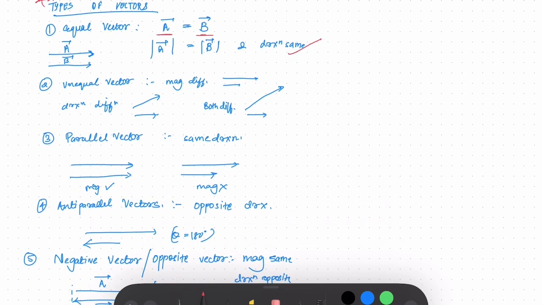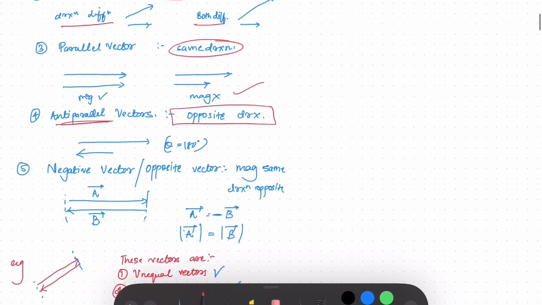That's so simple, like even the word says itself, either they have different magnitudes, or different directions, or both are different. Magnitude different means one is bigger and the other is smaller in length. Or they point in different directions, and both different can even be possible, so multiple possibilities can be there. Then parallel vectors are the ones that have the same direction as seen in the diagram. Then anti-parallel vectors have exactly opposite directions, like this one.